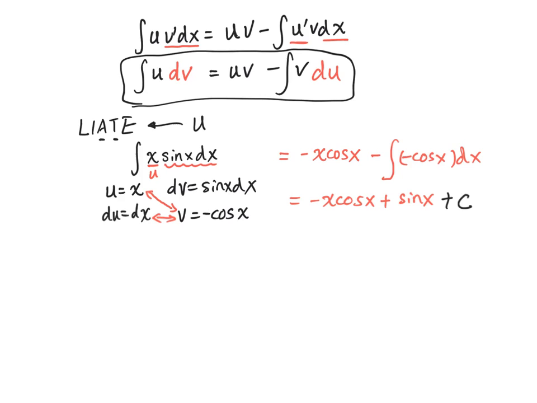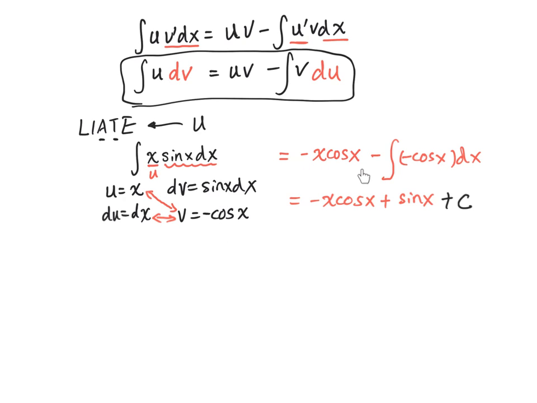A few comments to make. First of all, when you choose the u, please note that du should not be too difficult to find. Here u is x, and du is easy to find. When you assign the dv, make sure that it is easy to find the antiderivative. So sine x, it's easy to find its antiderivative.